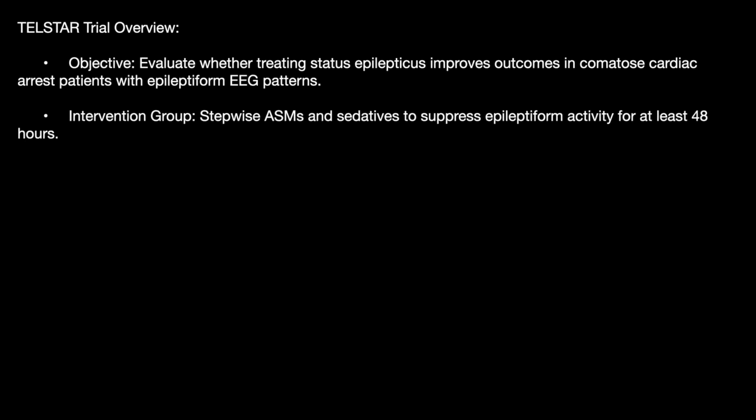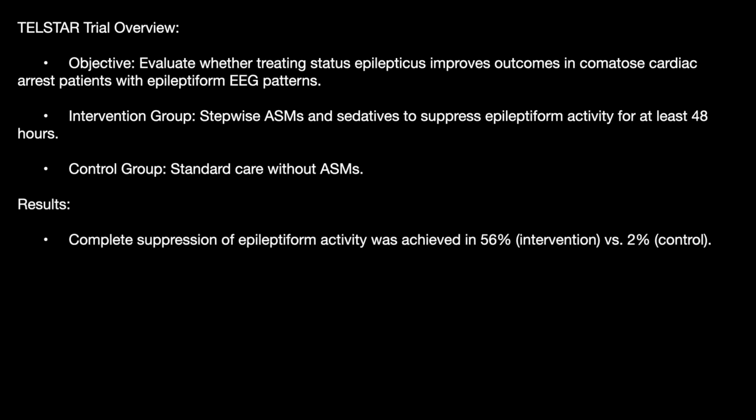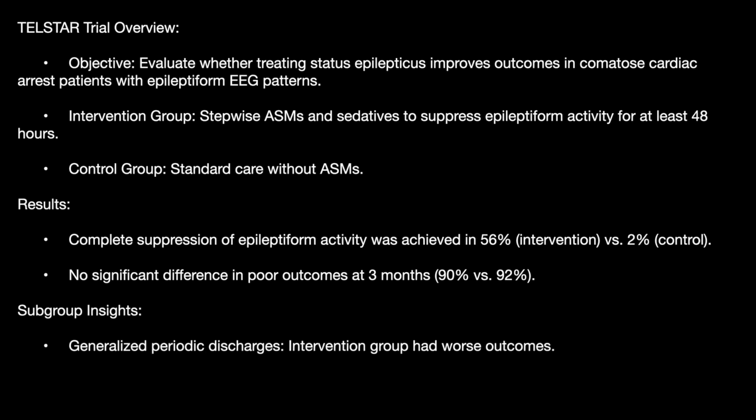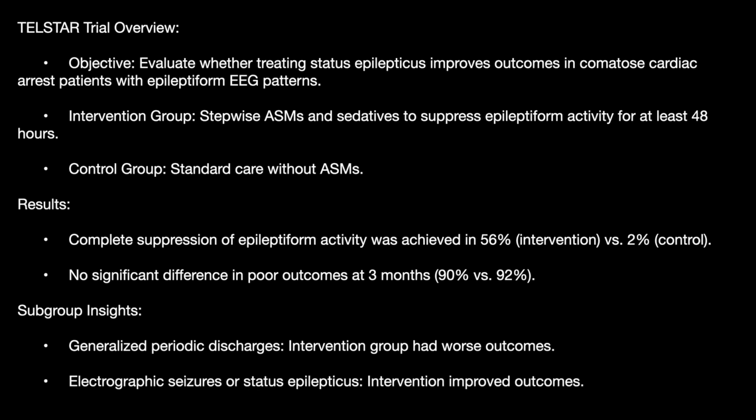The objective is to evaluate whether treating status epilepticus improves outcome in comatose cardiac arrest patients with epileptiform EEG patterns. The intervention group had stepwise ASM use and sedatives to suppress the epileptiform activity for at least 48 hours. In the control group, standard care without any ASMs. In the results, complete suppression of the activity was achieved in 56% in the intervention and, quite obviously, 2% in the control. There was no significant difference in poor outcomes at 3 months. In the subgroup analysis, we did get some insight: with generalized periodic discharges, the intervention group had a worse outcome. With electrographic seizures or status epilepticus, the intervention improved outcomes.